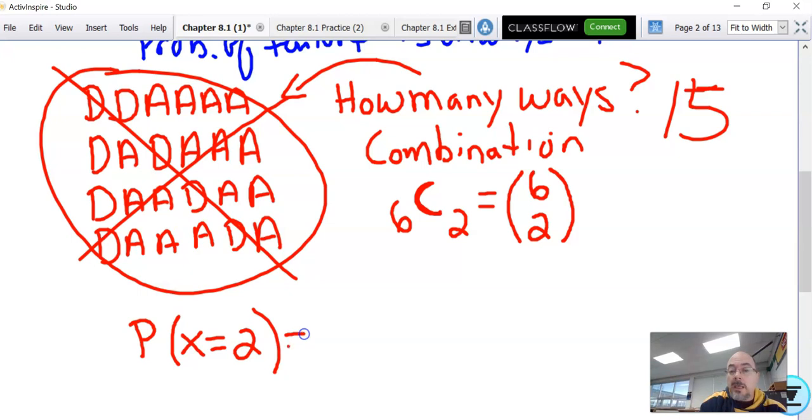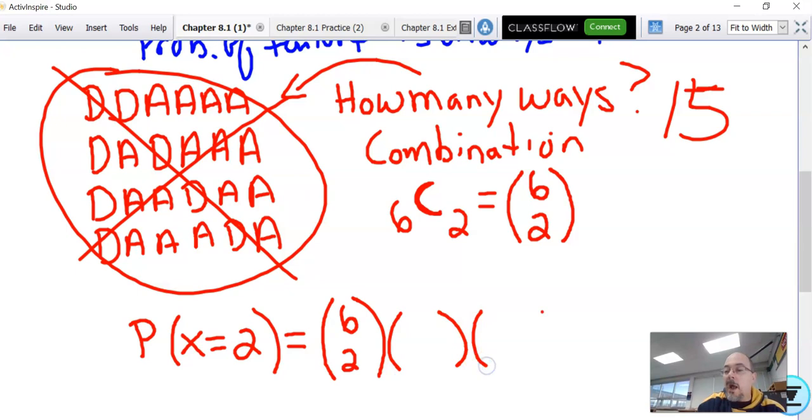Here we go. Equals 6 customers, 2 are digital. That's the combination. Times. Now, the probability of success is 0.6. The probability of failure is 0.4. So this is success, this is failure. But we're not done.